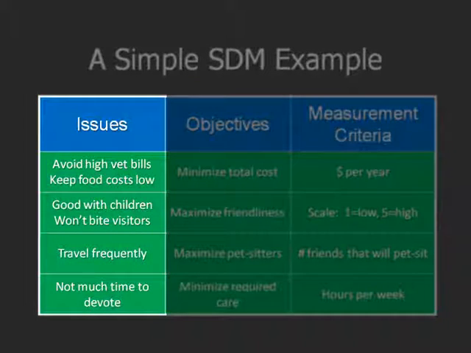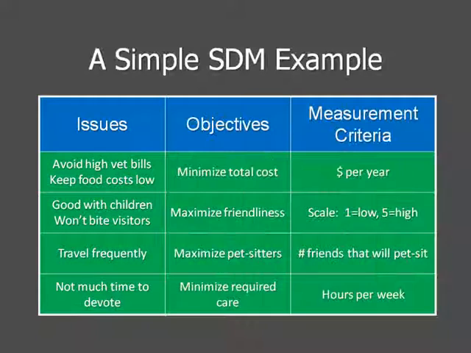I'd like to avoid the high vet bills that might come with certain kinds of pets. I'd like an animal that's good with children. I'd like to keep the costs of feeding the pet low. I certainly don't want any kind of a pet that is going to bite visitors who come to my house. I also recognize that I don't have a lot of time to devote to care of a pet, partly because I travel frequently, and when I am home, I'm pretty busy. These are my concerns. Now I need to translate these into objectives.